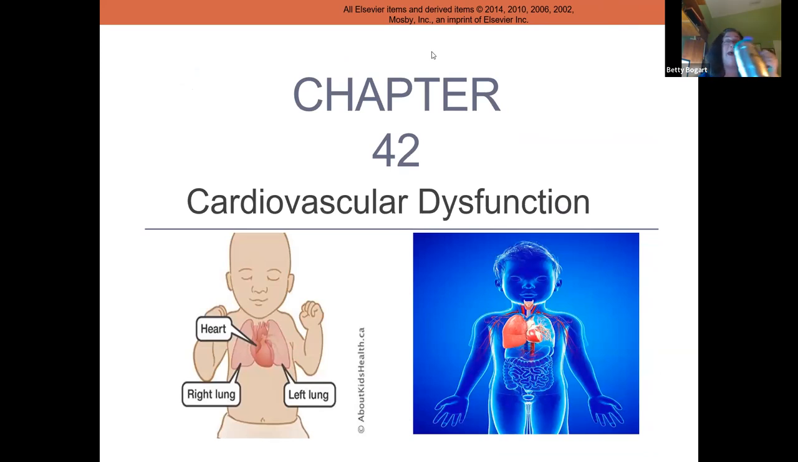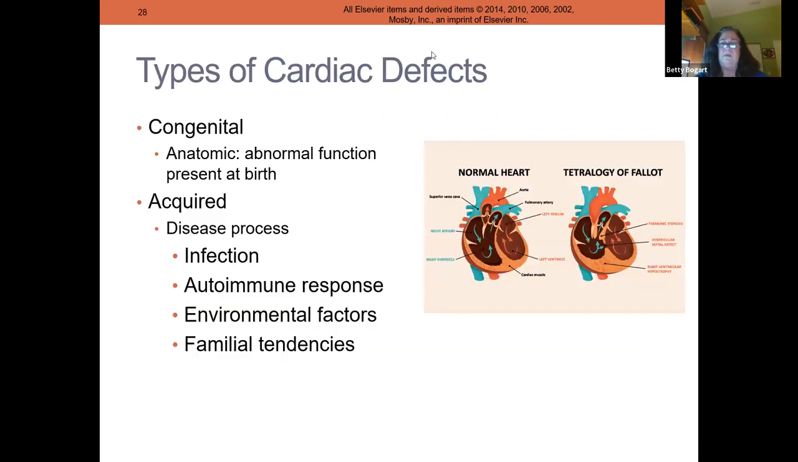All right, cardiac. Now, when you think of cardiac, I want you to think about blood flow being a garden hose. And if you kink it, where does the blood go? It goes back, right? So knowing how blood flows through the heart and the body is going to help you understand cardiac more. So congenital heart defects, they're born with it.